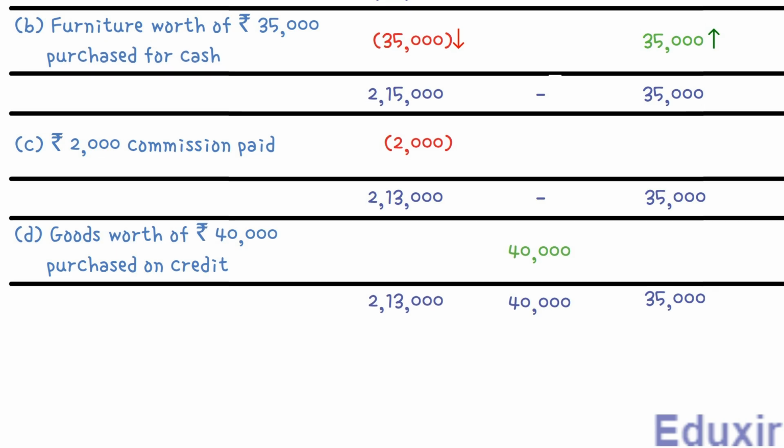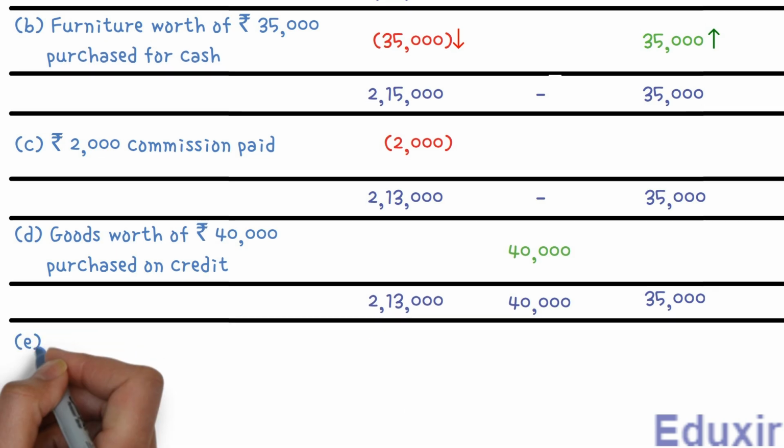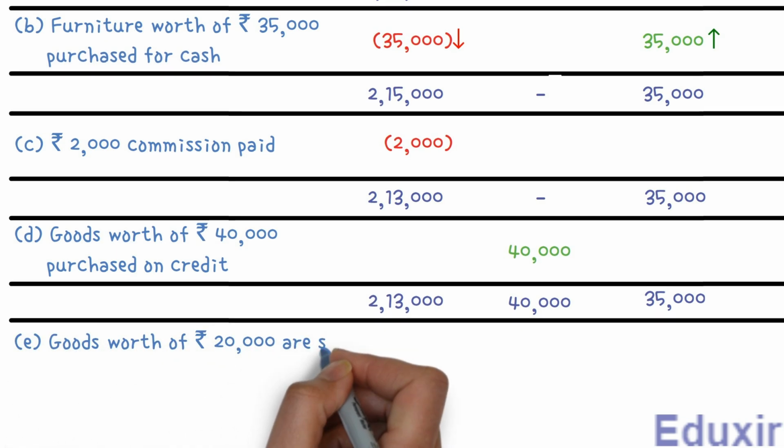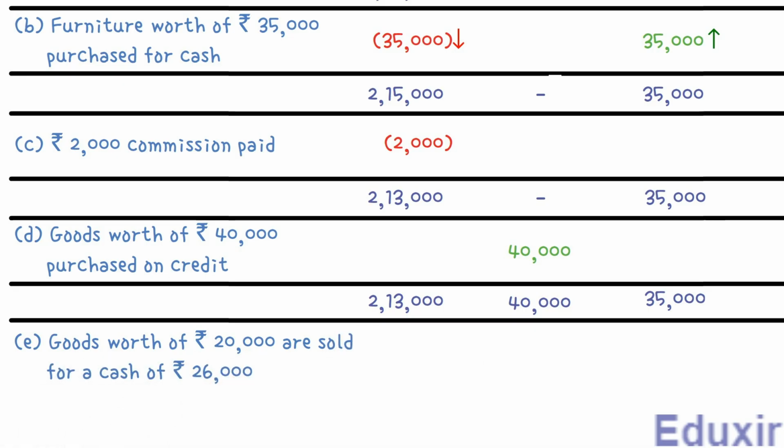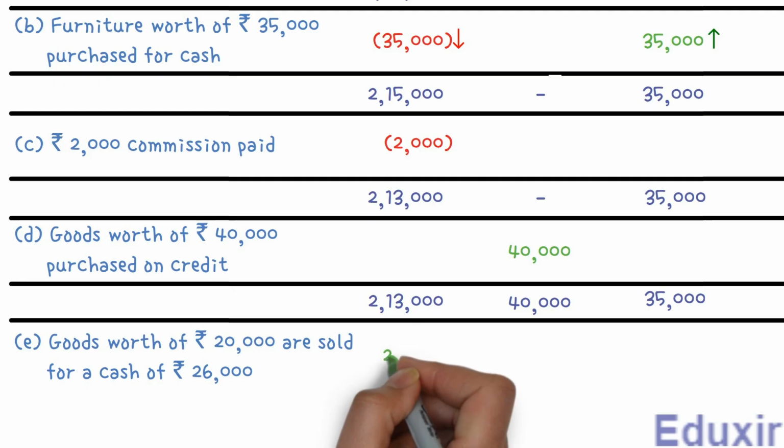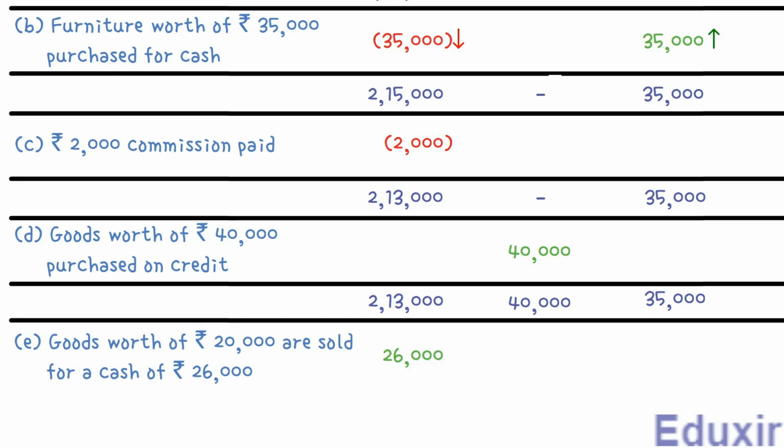table. Let's first read the transaction description as goods worth 20,000 rupees are sold for a cash of 26,000 rupees. Now, as the goods are sold for cash, the business will receive cash from this sale. So the cash asset available with the business will increase by 26,000 rupees. See, the goods are sold for 26,000 rupees, right? So the business will receive 26,000 rupees in cash.